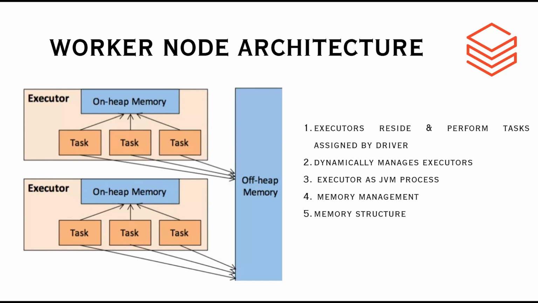Then the next is memory management. This worker node architecture partitions the data that is stored on-heap within the JVM, and each executor stores the data in partitions for processing. So this is about the on-heap memory. And if we talk about the off-heap memory, it is managed directly by the operating system and is available outside the JVM. So Spark supports storing data in both on-heap and off-heap memory.